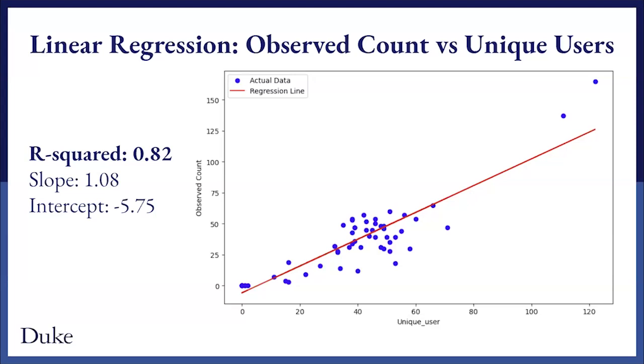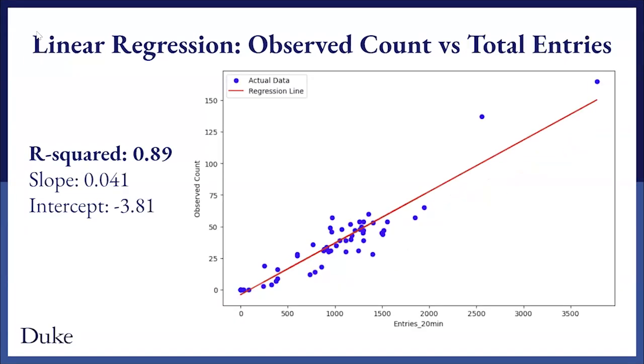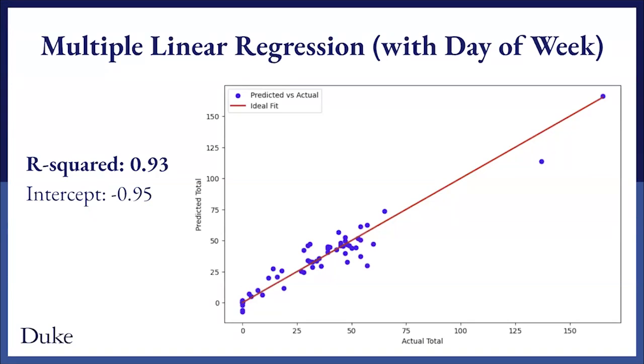But somewhat surprisingly, the strongest correlation happened to be just with the total number of entries in a 40-minute window from when we observed the data, and we received an R-squared value of 0.89. And given this information, we wanted to further our models and make them as strong as possible.